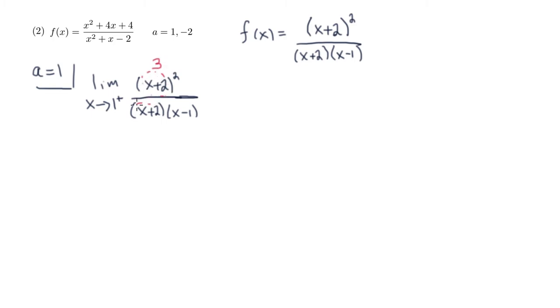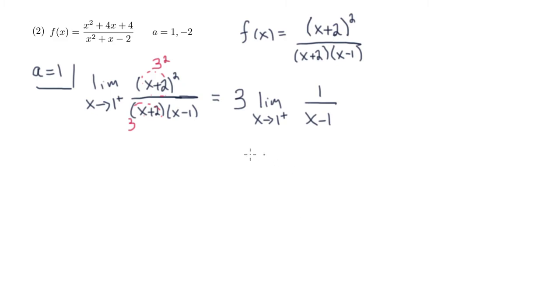And then this bottom factor is approaching 3. But of course the top is being squared. So all in all, we're going to get a factor of positive 3 times the limit as x approaches 1 from the right of 1 over x minus 1.